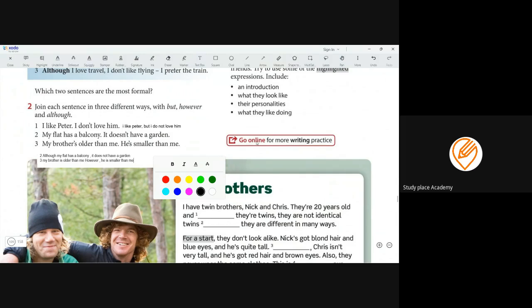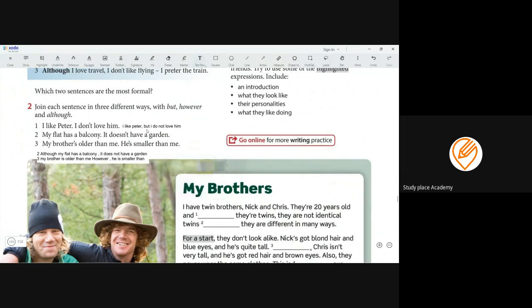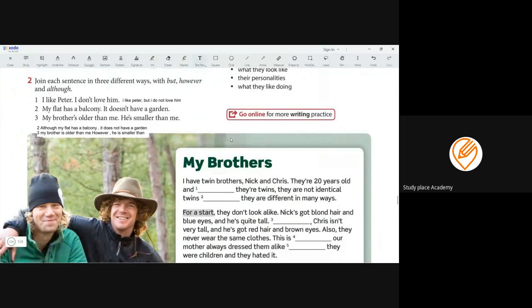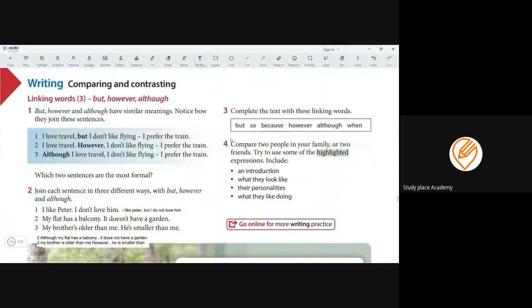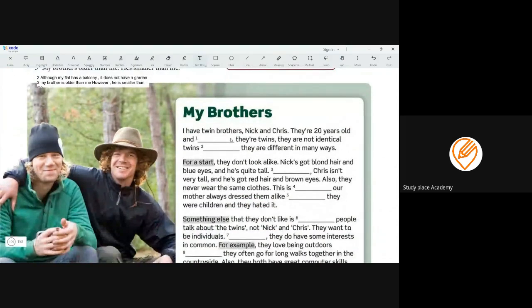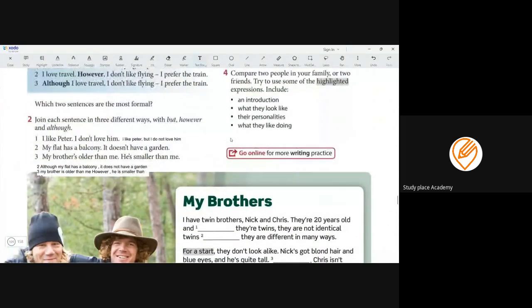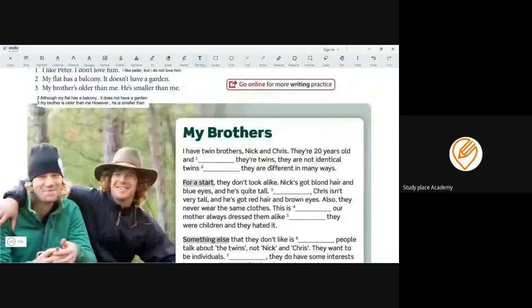Now we have a paragraph, we have a text, we should use but, so, because, however, to complete it with. We've done it already, but we are going to do it again. I have twin brothers, Nick and Chris. They are 20 years old and they are twins.